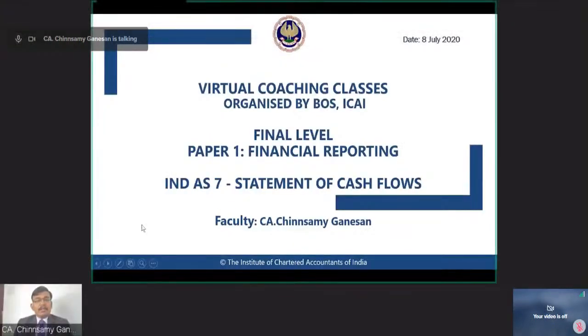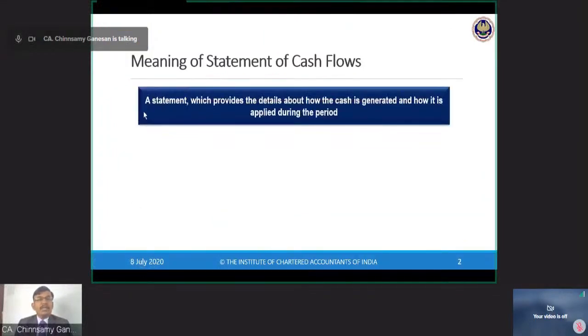So what we are going to do is to understand what actually is a statement of cash flows. What is the meaning of cash flows is what we are going to understand. And then we will proceed with the various aspects of key definitions relating to statement of cash flows, how to prepare cash flows based on direct method and indirect method.